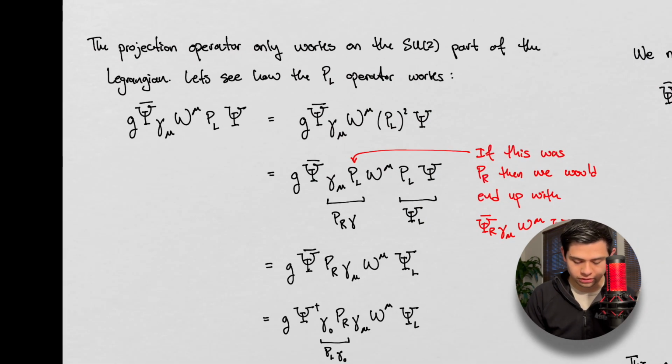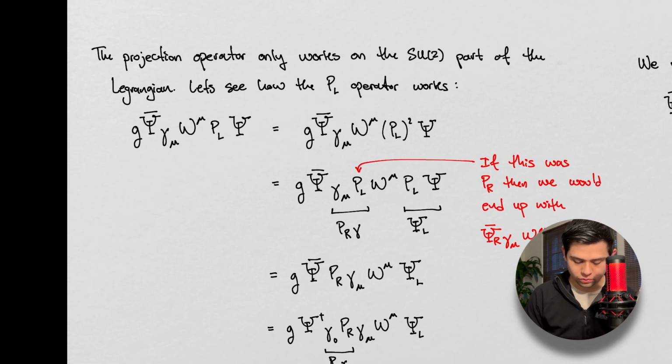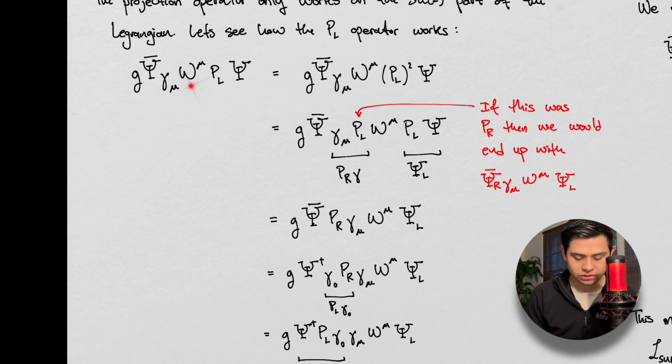Let's go on to the next page here. And what we're going to do here is now we're going to see how the projection operator is sensitive to parity violation. So this projection operator only works on the SU2 part of the Lagrangian, and let's see how and why. So this here is what we're going to calculate. Right, so here, if we remember that this was an SU2, this here wasn't the SU2 spin 1 matrix, or series of matrices, right?